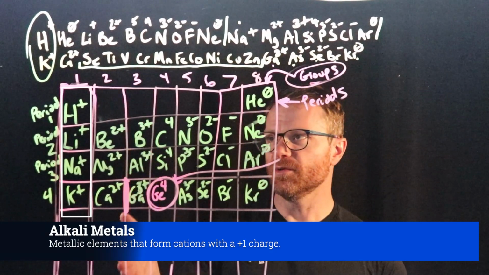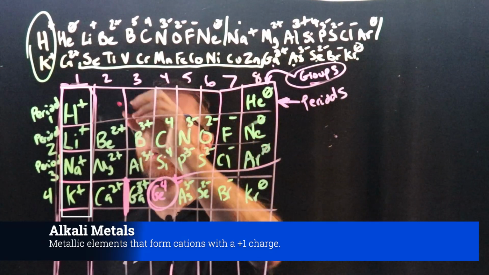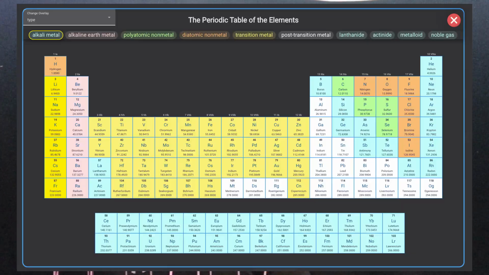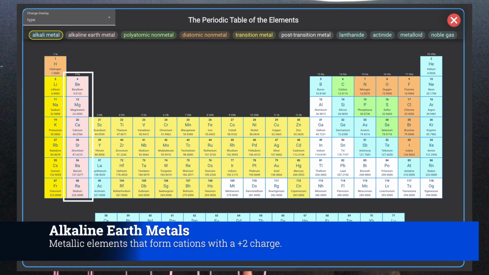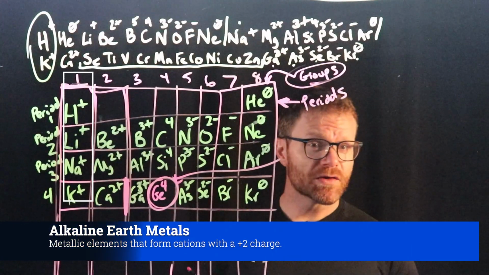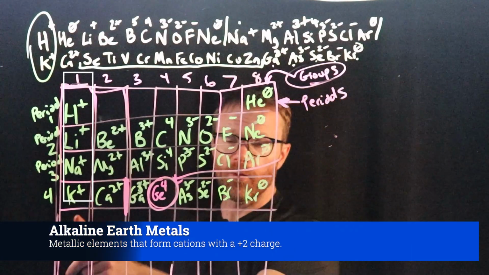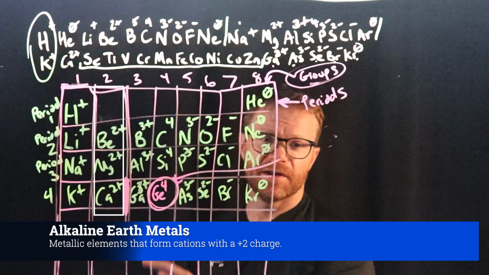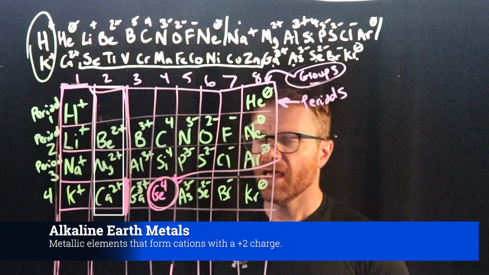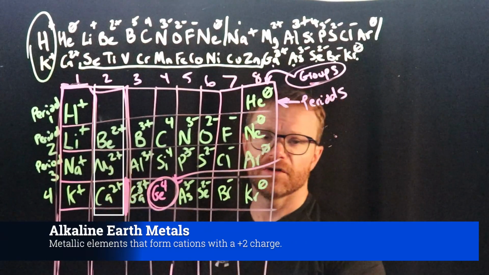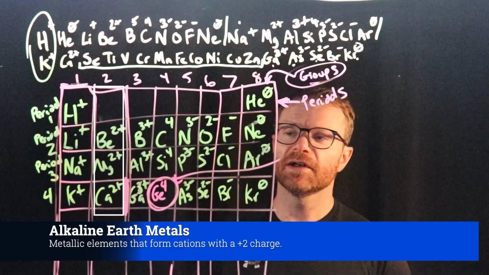Likewise, right next to them, in group number 2, we call these the alkaline earth metals, which sounds really similar to alkali metals because they are. They're also metals, and they also are fairly reactive, not quite as reactive as the alkali metals, but still very reactive, and they form cations with a charge of +2, because if they lose 2 valence electrons, they become stable.